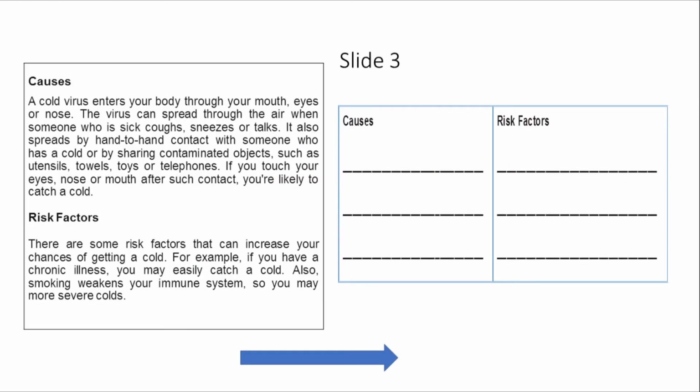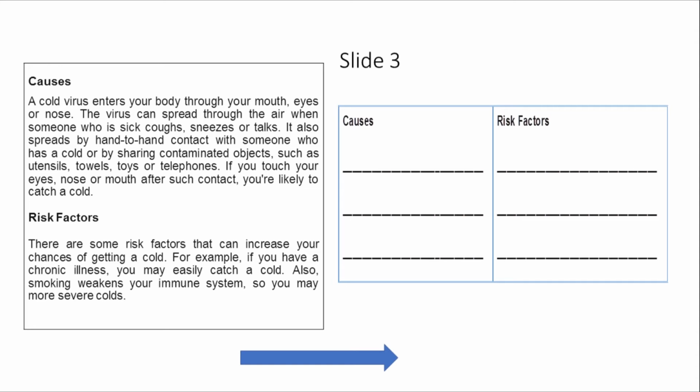A cold virus enters your body through your mouth, eyes, and nose. The virus can spread through the air when someone who is sick coughs, sneezes, or talks. It also spreads by hand-to-hand contact with someone who has a cold, or by sharing contaminated objects such as utensils, towels, toys, or telephones.